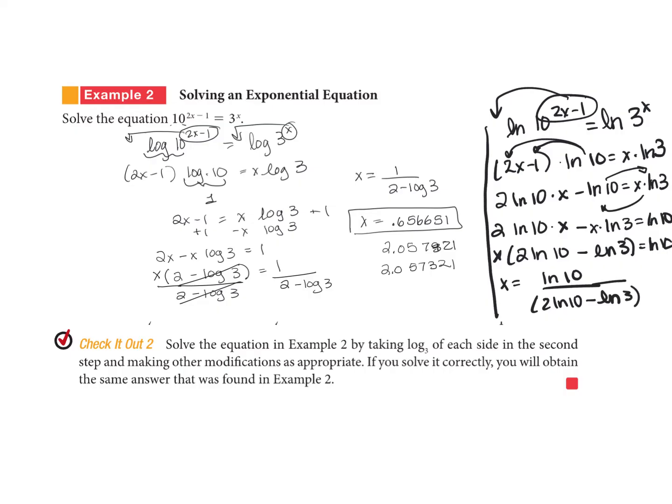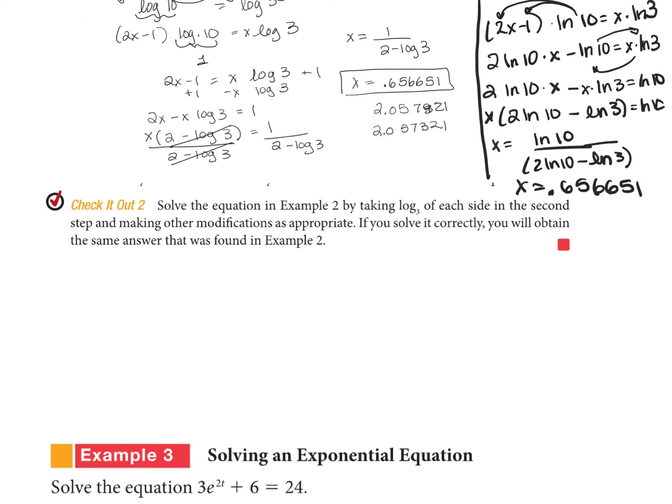I'm going to type this into my calculator exactly like that in one line, using parentheses to make sure that I get everything where it's supposed to be. Natural log of 10 divided by parentheses 2 times natural log of 10, close parentheses, minus the natural log of 3, close parentheses, and close the parentheses again for the division. And again, I get x equals 0.65661.